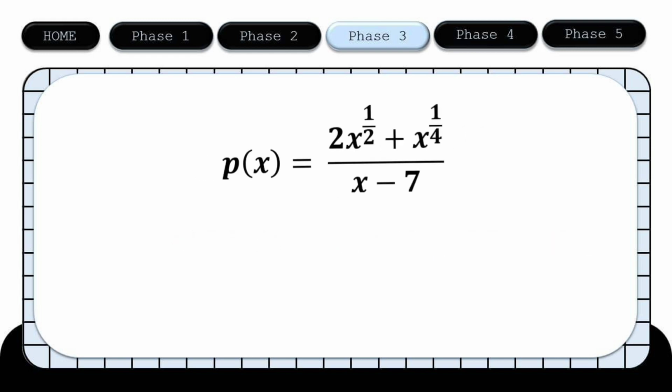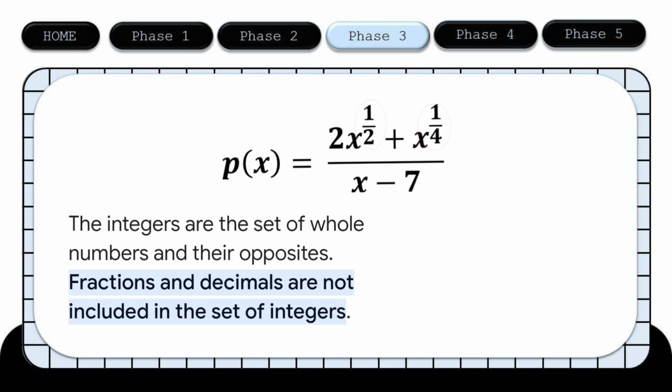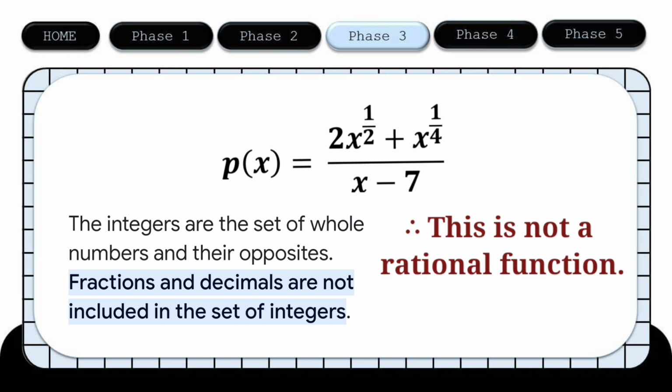Lastly, p of x is equal to 2x raised to 1/2 plus x raised to 1/4 all over x minus 7. The denominator is a polynomial. But the numerator, nakaraise ang ating dalawang x sa parehas ng positive pero hindi integer. 1/2 is not an integer, 1/4 is not an integer. Remember that fractions and decimals, they are not integers. So therefore, this is not a rational function.